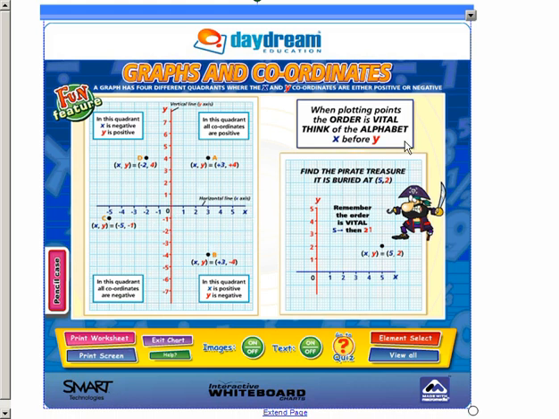And a little hint over here says when plotting points, the order is vital. Think of the alphabet. X comes before Y. So we're going to graph our X point before we graph our Y coordinate.